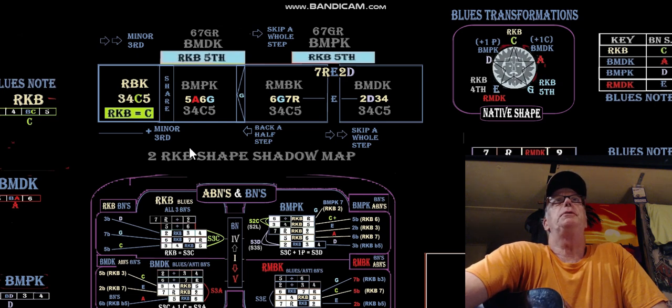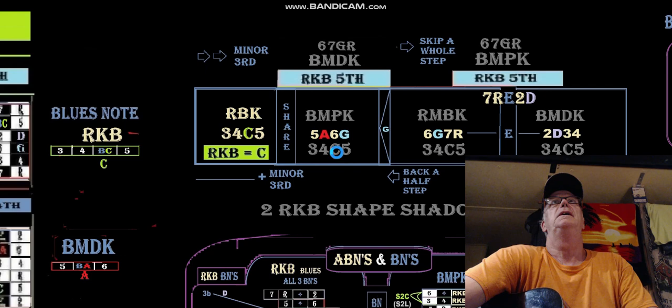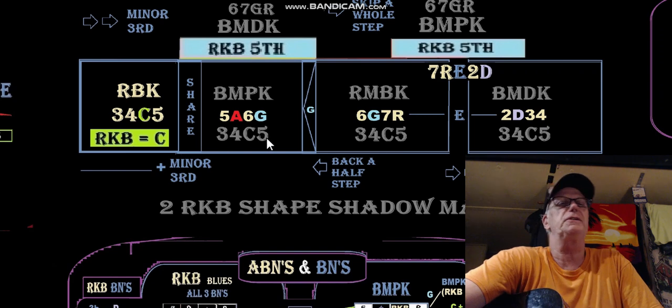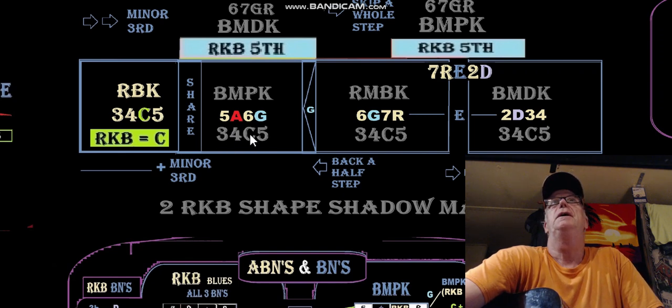So the simplified diagram is here. You'd have your RKB 3, 4, 5, 6. Okay, and then in the BMDK here, we'd have 3, 4, 5, 6 right here with that shared fret there where it starts in almost like a CAGED advance, but it's not, because you don't CAGED advance from one string shape to the same string shape. It's not a CAGED advance. It's a shadow. That's why it's colored like a shadow.